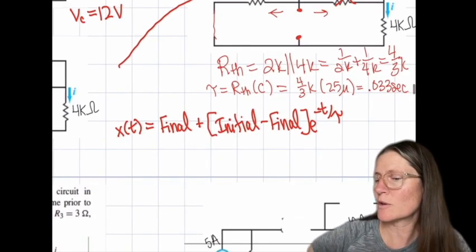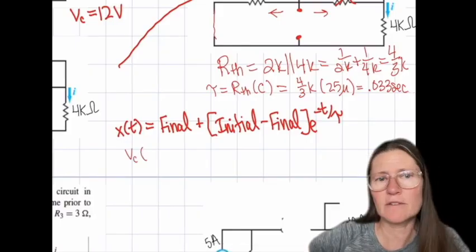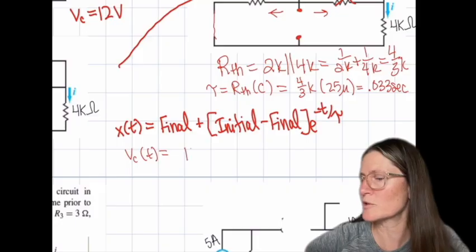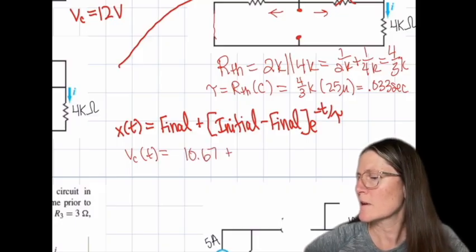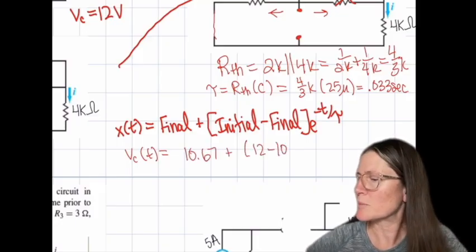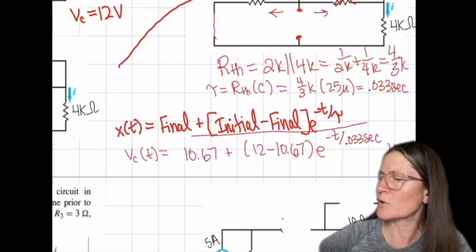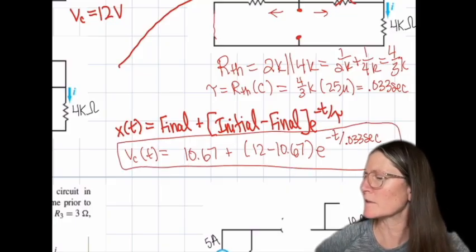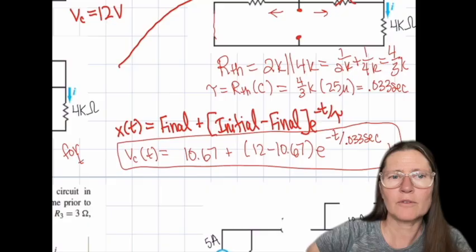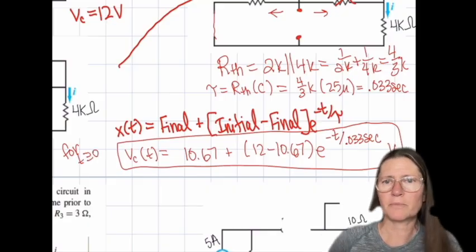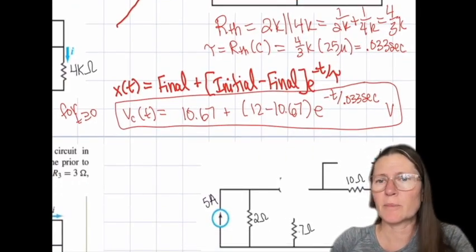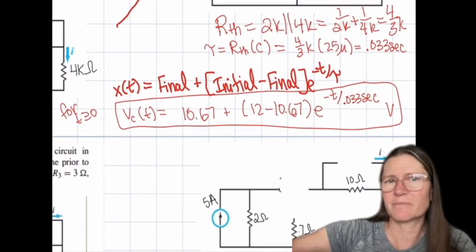And my final equation then is going to be VC of t is equal to 10.67 plus 12 minus 10.67 e to the minus t over this 0.033 seconds. And this will be valid for all time greater than 0. So for t greater than or equal to 0. And so this is my final expression.